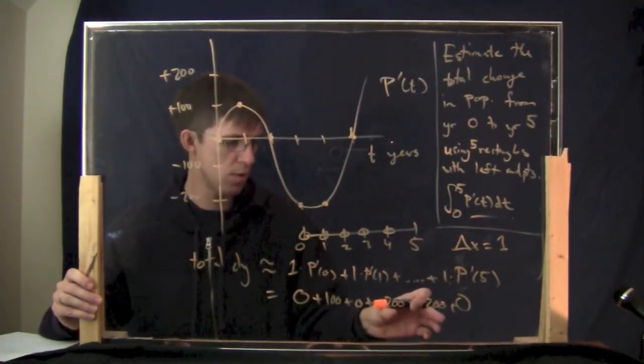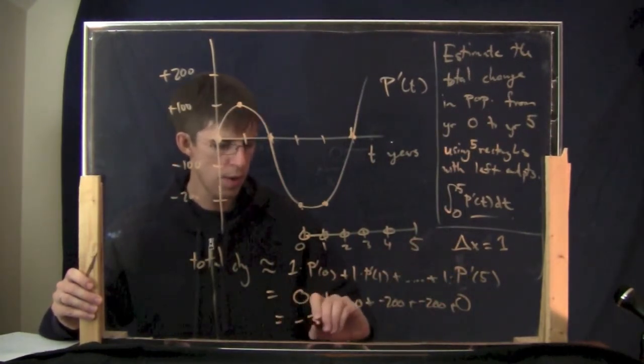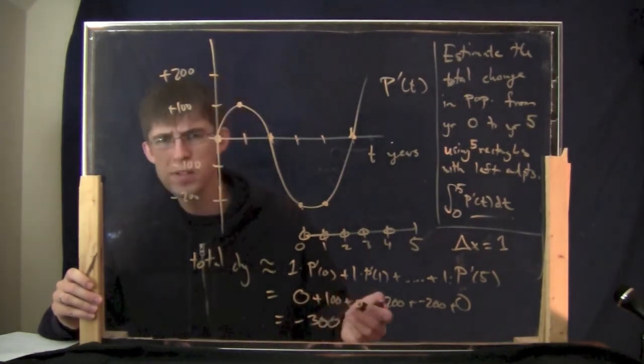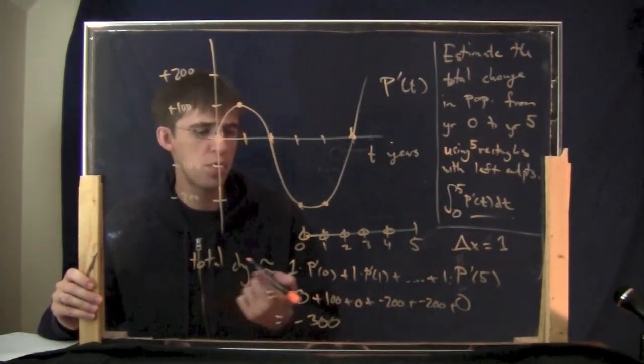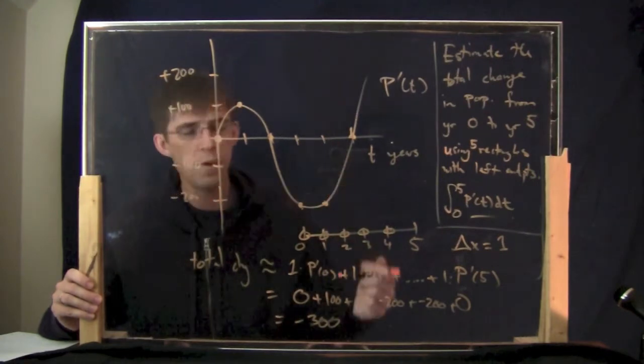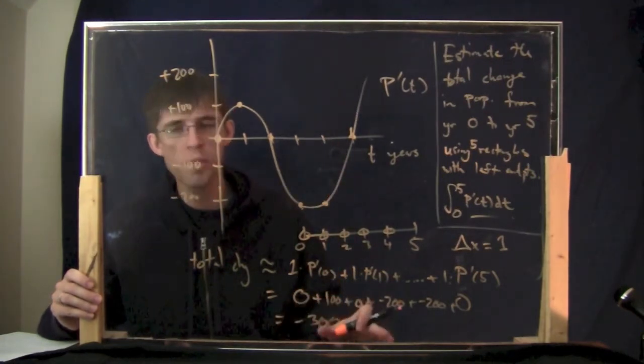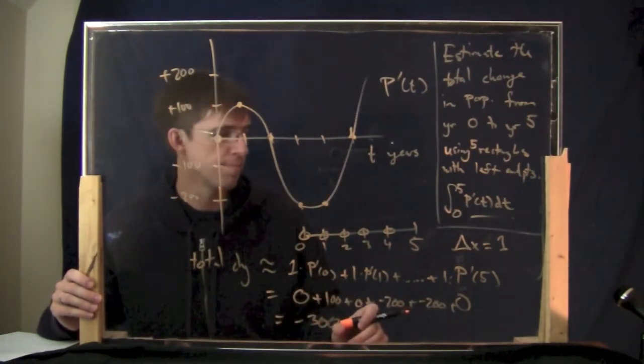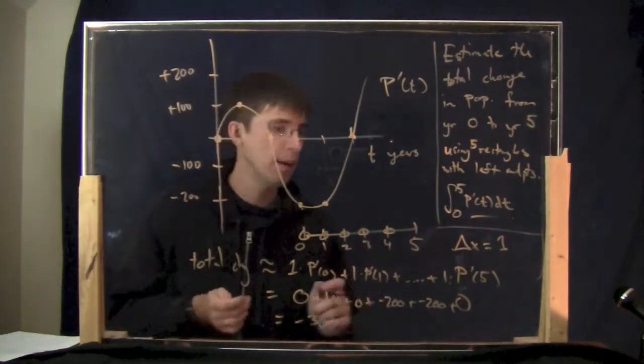Actually, this one is not so hard to add together. You get negative 300. What does it mean that the answer is negative? Well, the total change from year 0 to year 5 is approximately 300 people left town. All right. That's that.